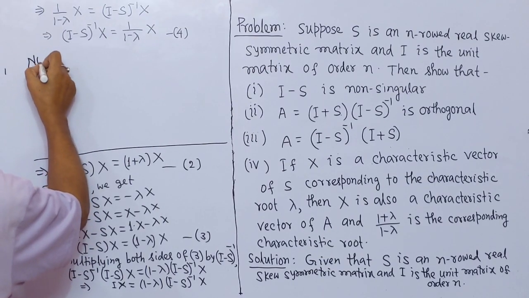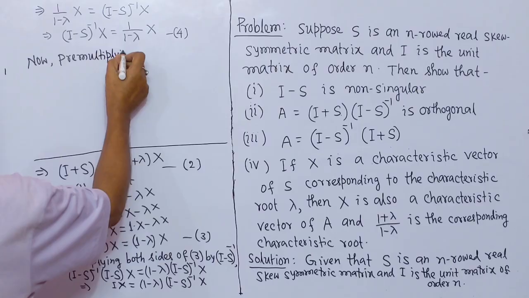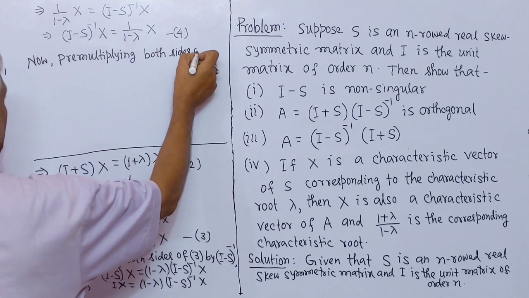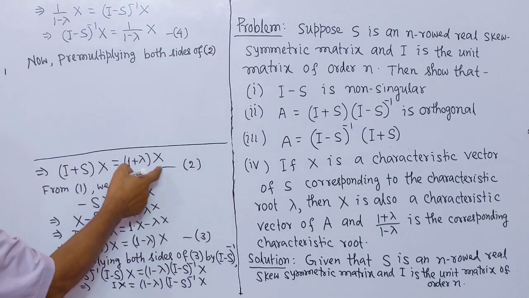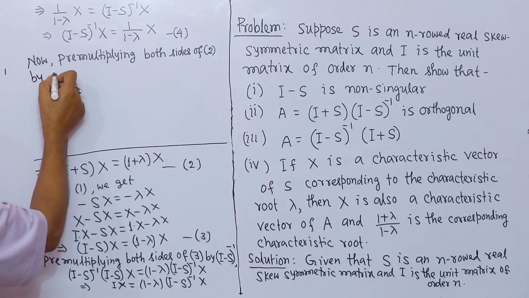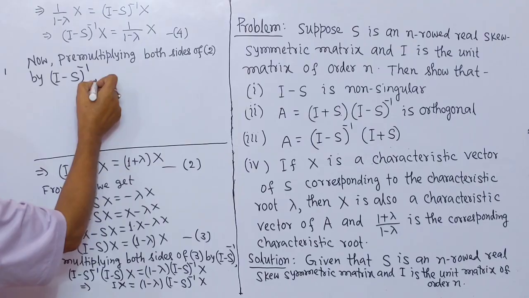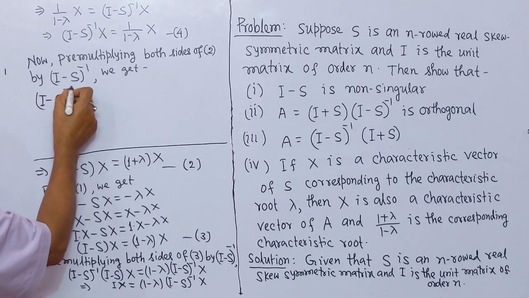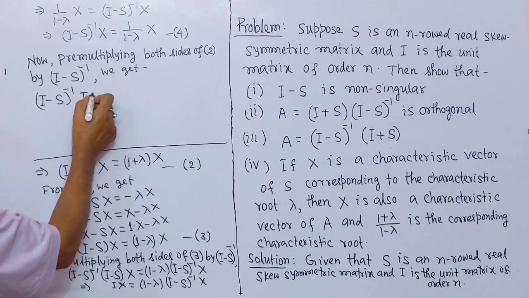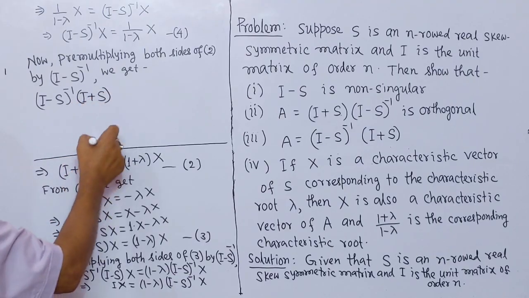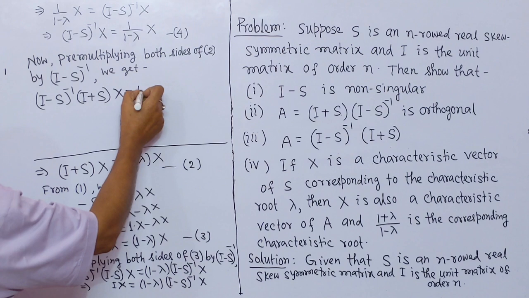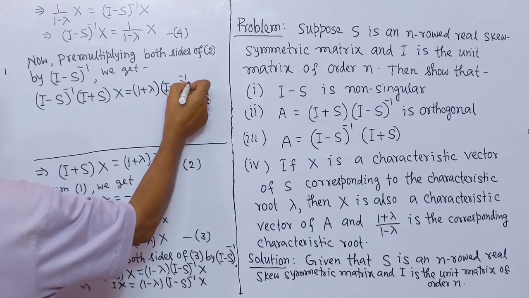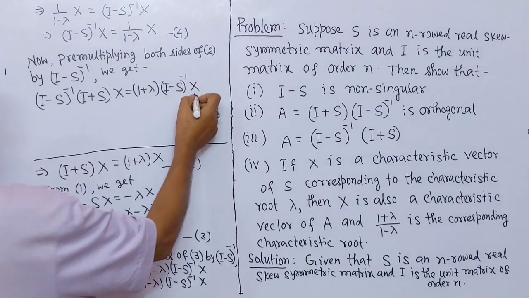Now pre-multiplying both sides of 2 by (I minus S) whole inverse, we get (I minus S) whole inverse multiplied by (I plus S) x equals (1 plus lambda)(I minus S) whole inverse x. This is number 5.